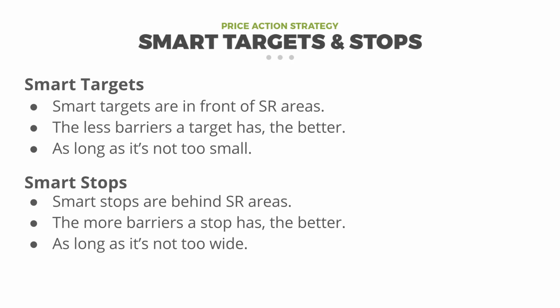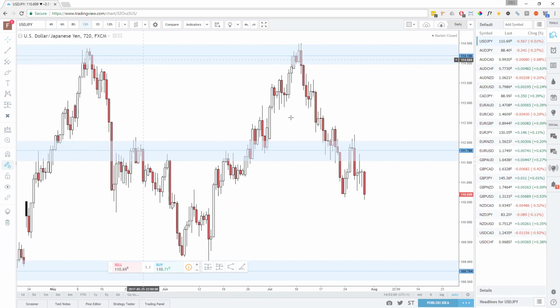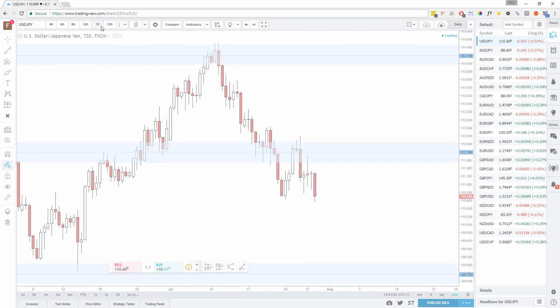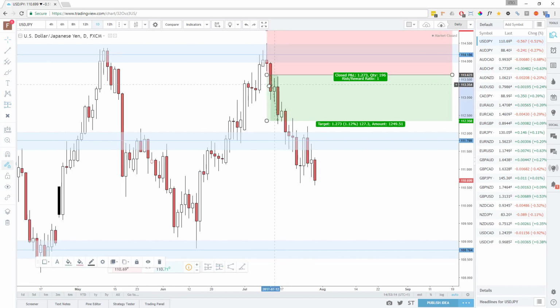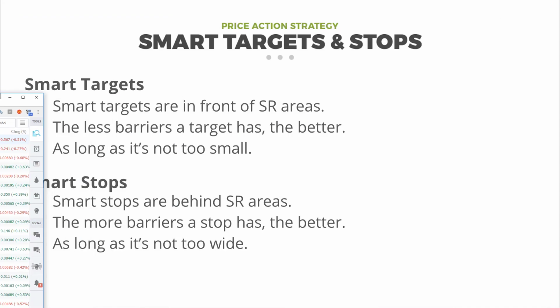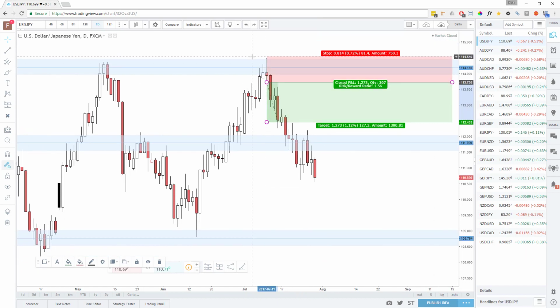So smart targets are in front of support resistance areas. What do I mean by that? What does in front of support resistance areas mean? Because I didn't really explain this too well. Let's quickly show you the USD/JPY example I was just showing you. We'll just stick to that because it's the easiest one for now, and I'll get another example for a long trade. I think there was one on AUD/USD recently. When I say your target is in front of support resistance areas, that means your target is before an area of support resistance.